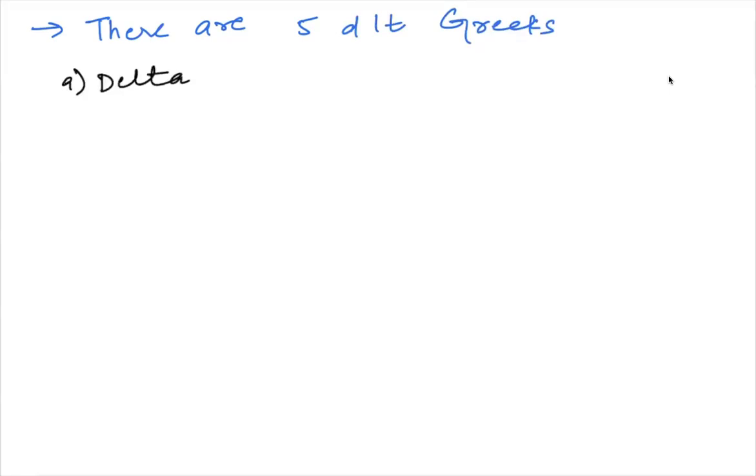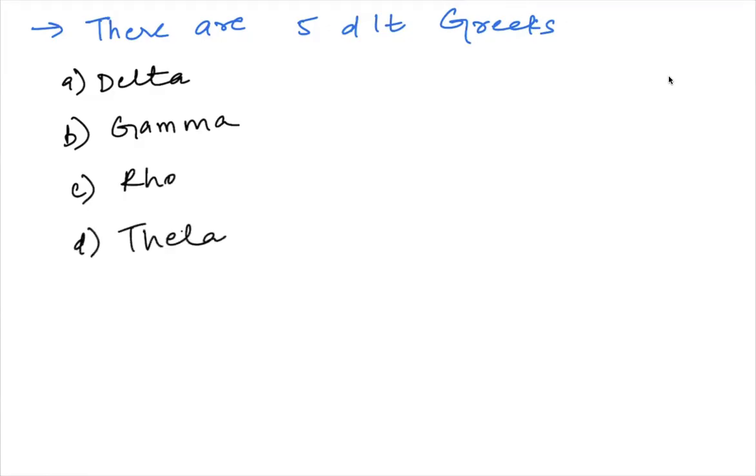So coming to the Greeks. In general, when we talk about Greeks, there are five different Greeks: delta, gamma, rho, theta, and vega. These are the five different Greeks which are used to understand the risk in your options.